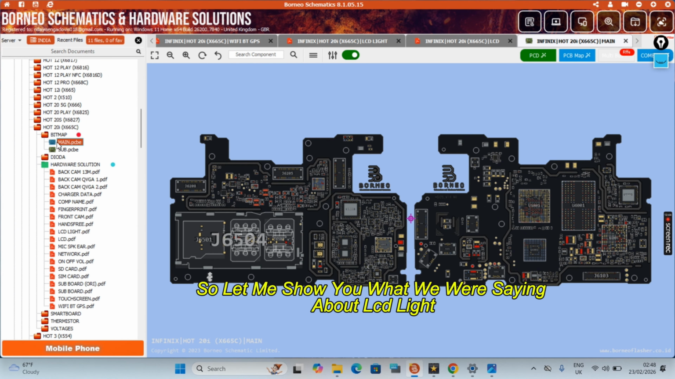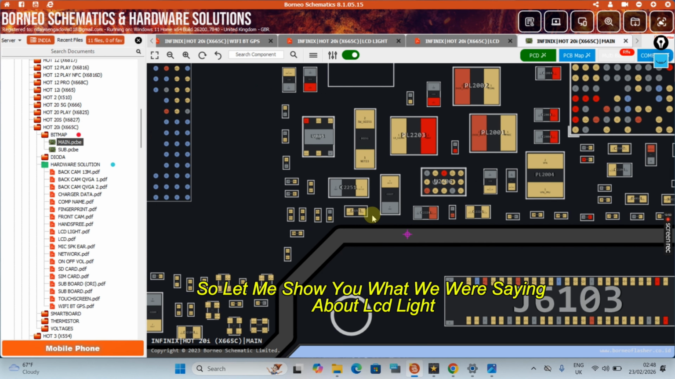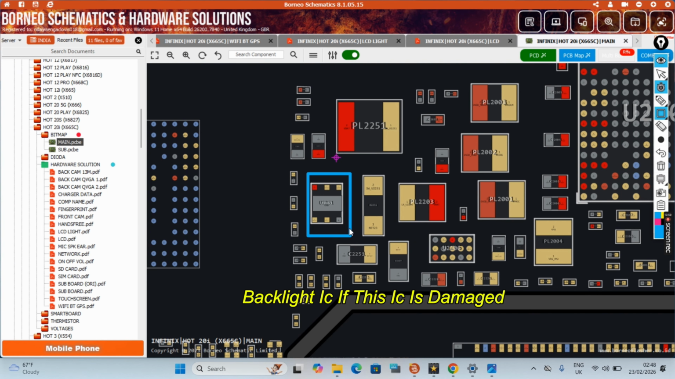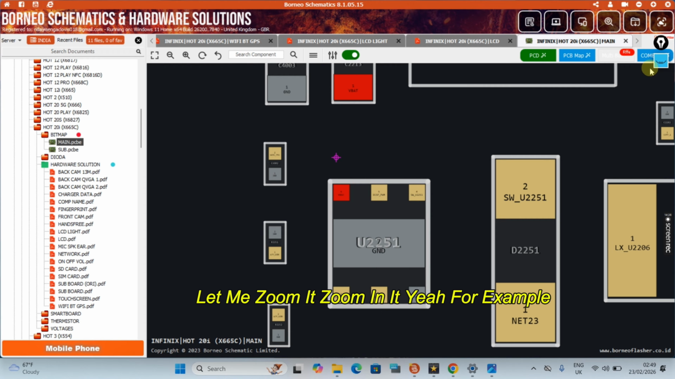So let me show you what we were saying about LCD light. Remember that we said that this is a backlight IC. If this IC is damaged, you will not get light on your screen. To fix it, you have to check any pin here. Let me zoom in.